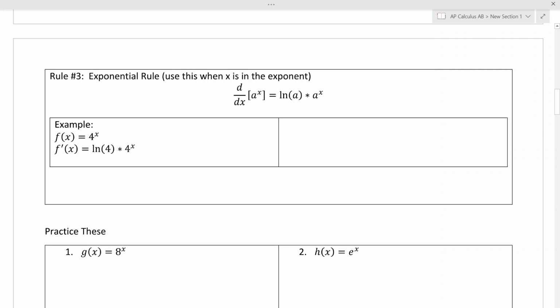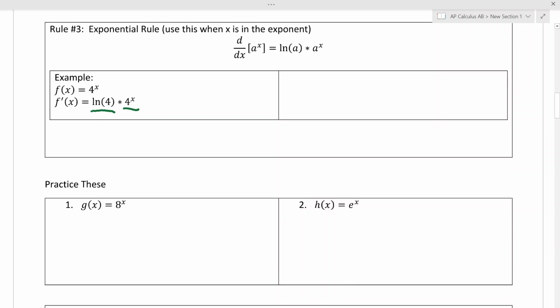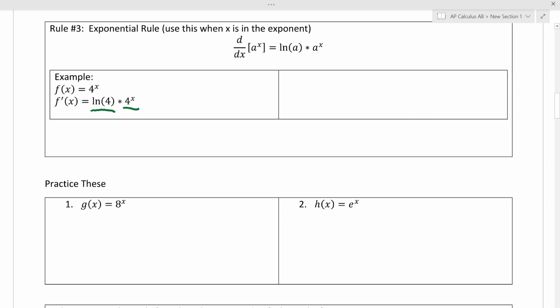Okay, so if you have an exponential function, which just means it's a number raised to a variable power, what you get is the natural log of the base times the number to the power again. So you get the same exact thing, which is kind of nice. All right. So when you derive 4 to the x, you get natural log of 4, ln of 4, times 4 to the x. So go ahead and derive 1 and 2 for me real quick.